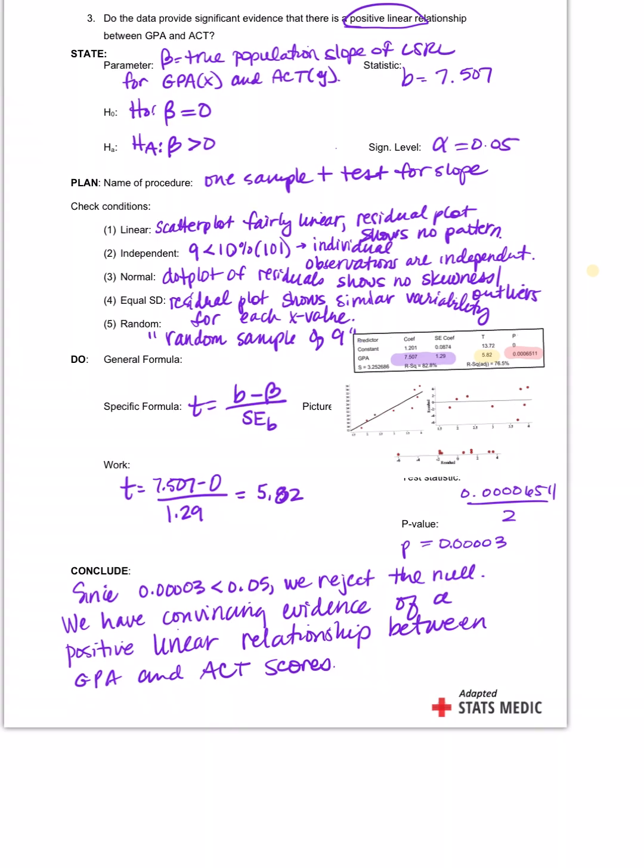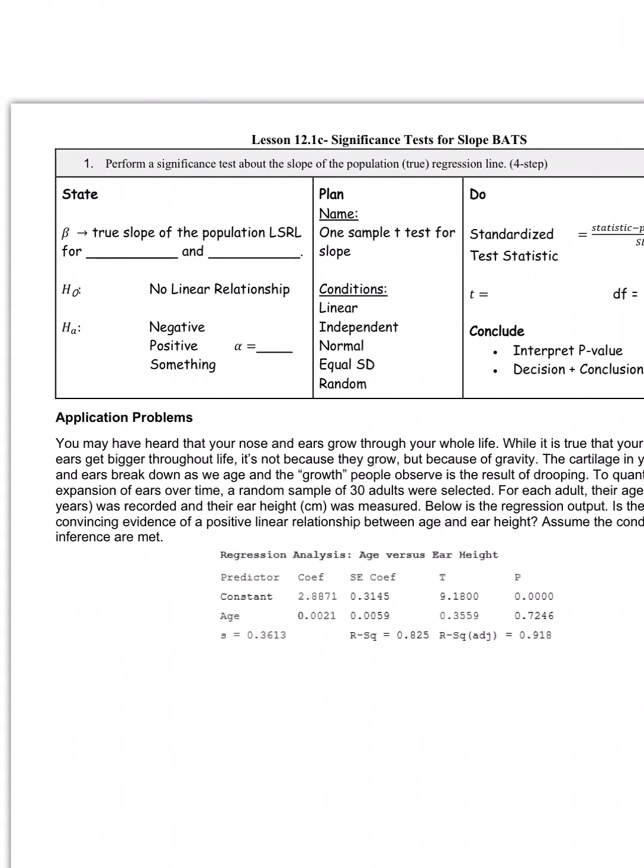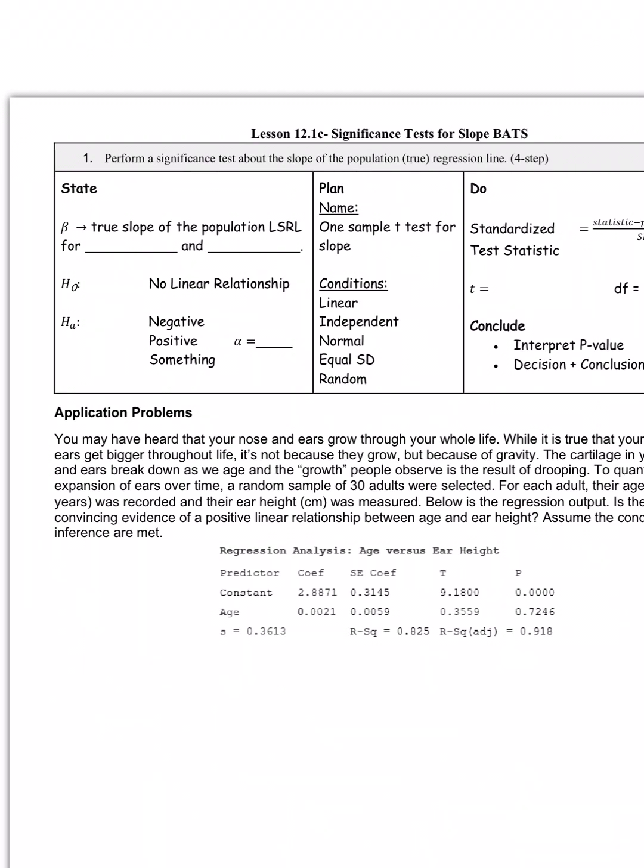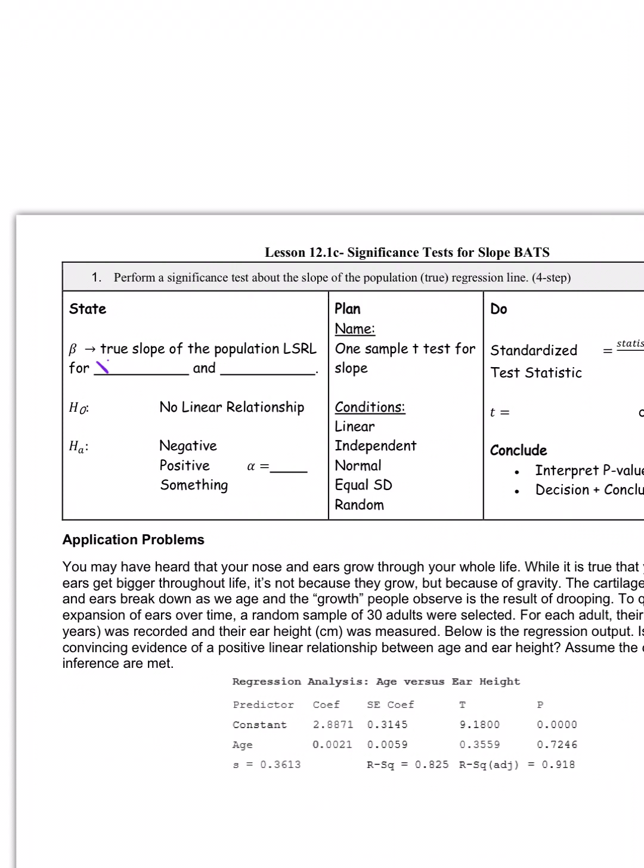Okay. Let's look at the back page. A lot of this we've already discussed, and I promise you this application question goes faster because it gives us our favorite phrase ever. So in the state step, when we define beta, it's the true slope of the LSRL for X in context and Y in context. All right, and the null would be beta is equal to zero, which means no linear relationship at all.